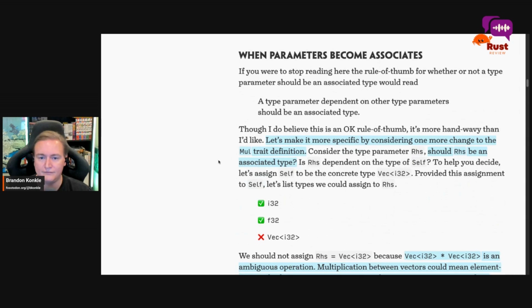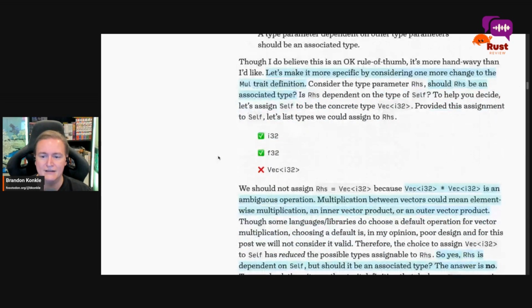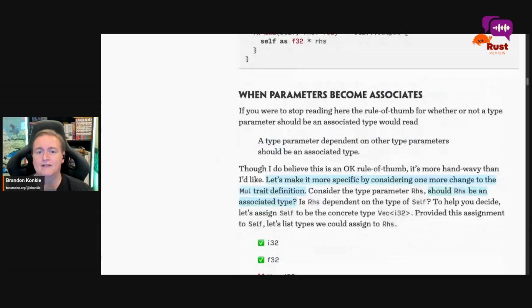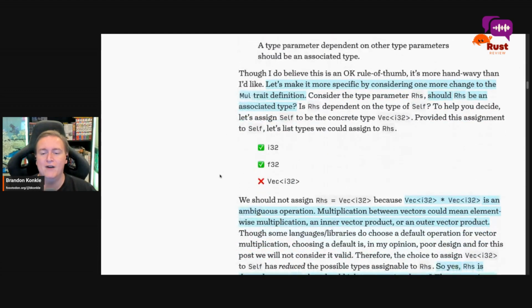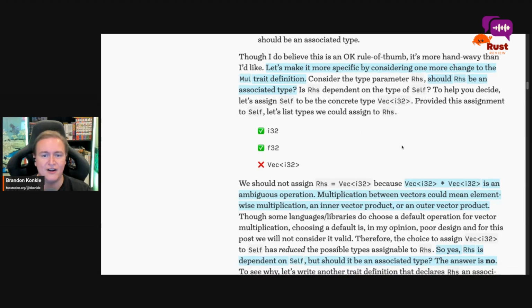So let's think about this. What if, let's see, I'm trying to remember which part he moves on to here. Oh yes. What if RHS was an associated type? So that's the next question. If output is an associated type, it's dependent on the other two types. What about right-hand side? Would that be dependent on the type of self? So he says, to help you decide, let's try it out.